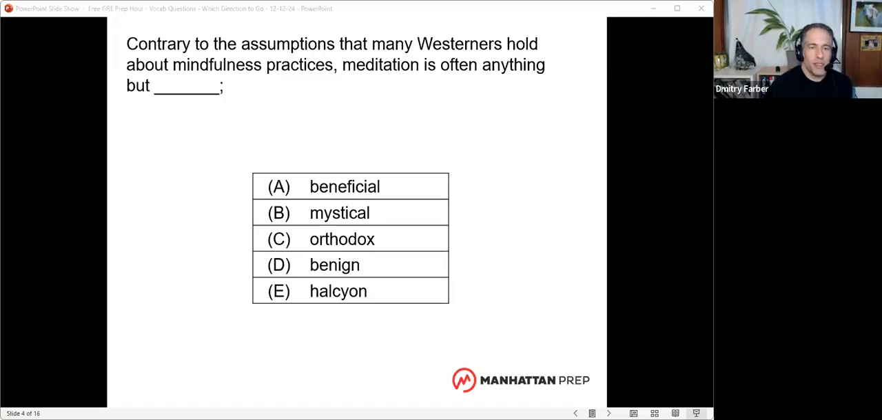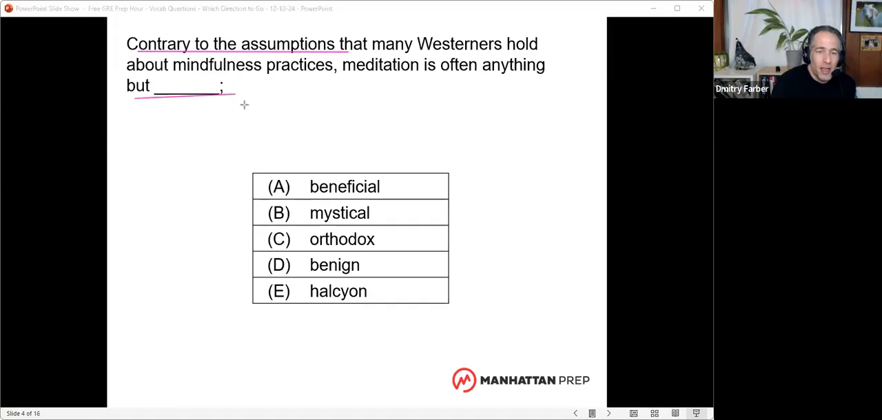So if we read before this, we see, "Contrary to the assumptions that many Westerners hold about mindfulness practices, meditation is often anything but blank." And the problem is that it could be pretty much any of these. You might not know all these words, but if all I know is that it has to go against assumptions that people have, I might know what assumptions I have about meditation, or I might know what assumptions I think other people are making. Now I'm assuming about assuming. So I would just have to say, hey, contrary to the assumptions, this.